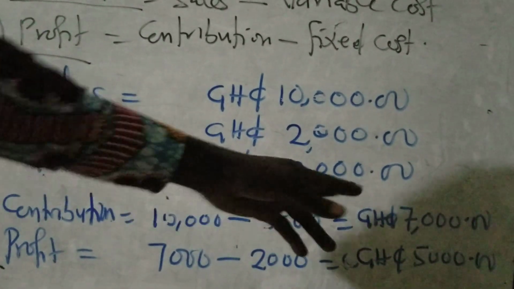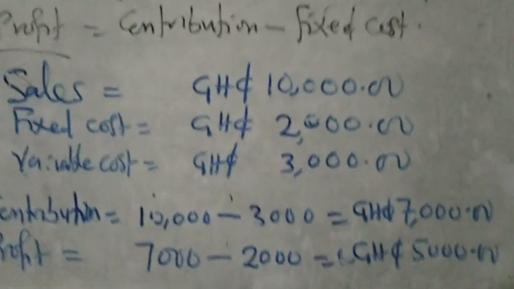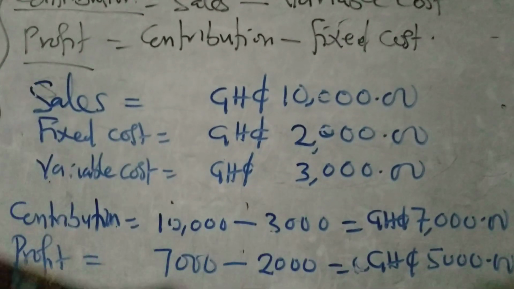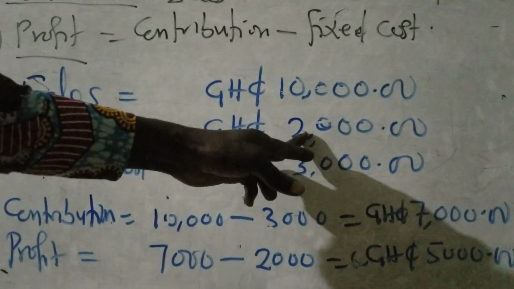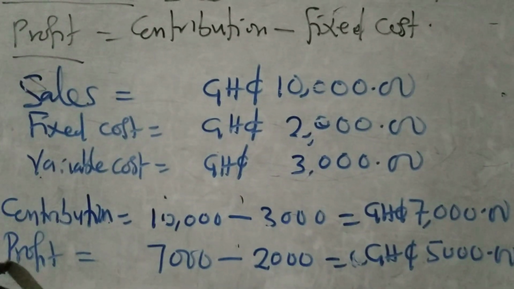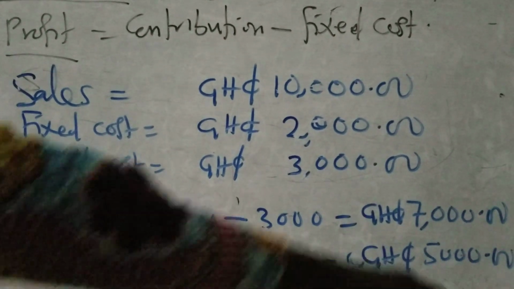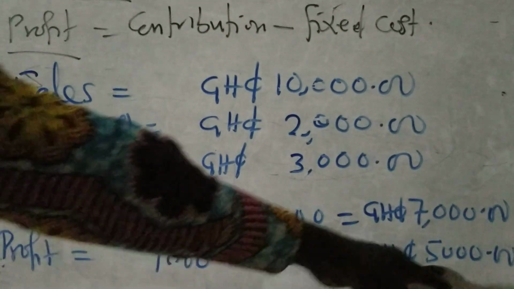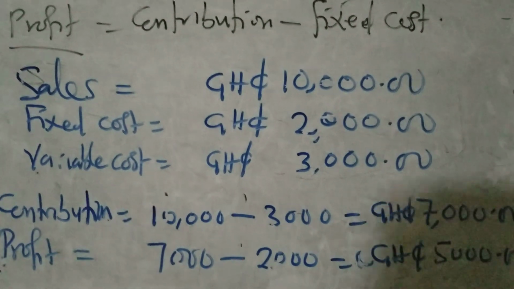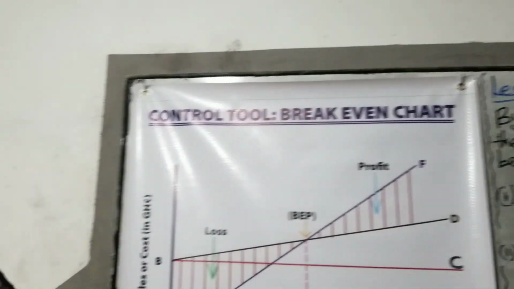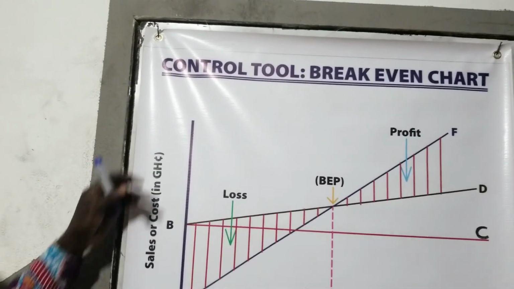Then they say, now calculate the profit. Now that you have your contribution, you have to deduct your fixed cost, which is the 2,000, from the contribution. So profit will be equal to 7,000 Ghana cedis minus 2,000 Ghana cedis. That will give you 5,000. So in other words, your profit is now 5,000 Ghana cedis. Now let's go here and use the diagram to explain. Now look at this diagram.